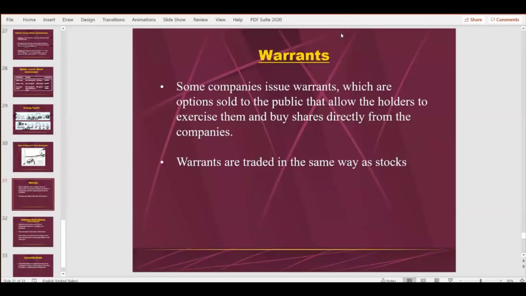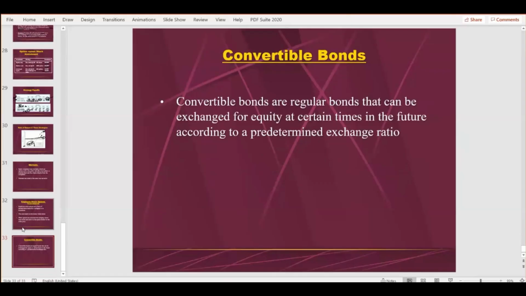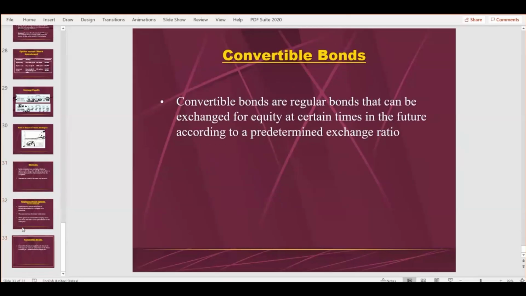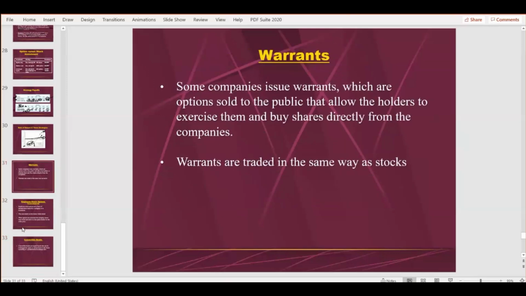Okay, now for the last part, I will go over some types of options. Mainly here, I'm going to discuss warrants, employee stock options, and finally convertible bonds, because those instruments have, if you want, a built-in option. First of all, the warrant: a few companies may issue those instruments, which are like options sold directly to the public, and they will allow the holders to exercise them and buy shares directly from the companies.